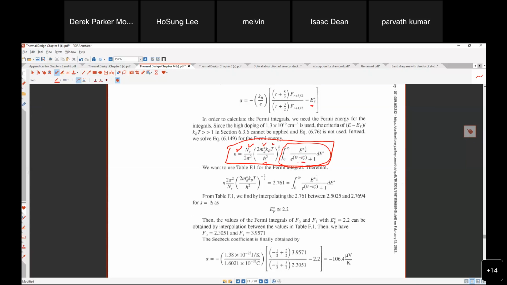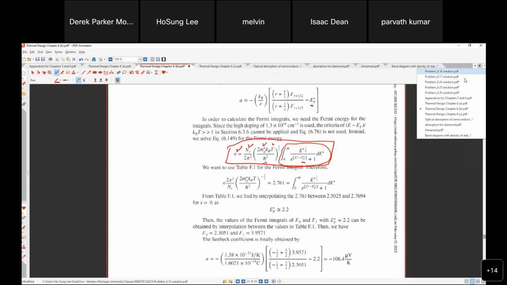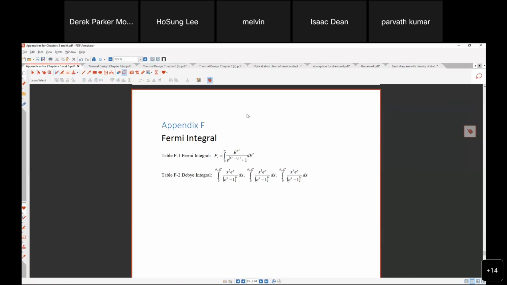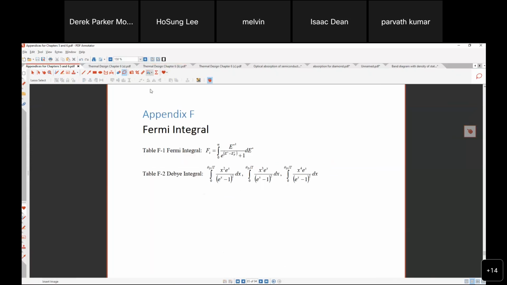That's why we like to look at the appendix. Okay, appendix F, the book. There are two tables. F1 is this. That's what we are looking for. There is another, but later. So look at that S. So look at the table. What is a table?